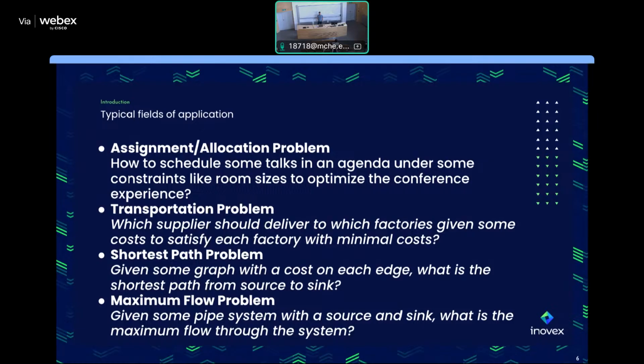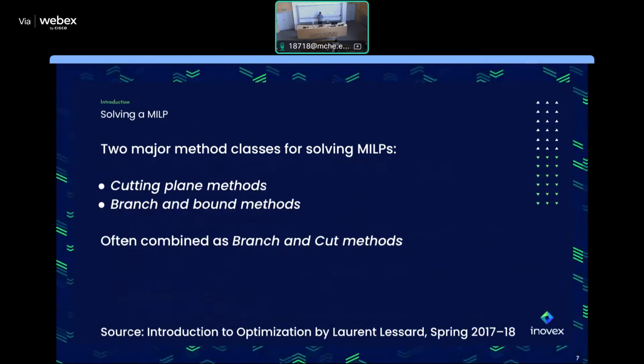Also transportation problems: you have factories and consumers, and you need to decide which factory delivers to which consumer and so on. You also have the shortest path problem as a classical problem, where you have a graph with costs on each edge, and you need to decide which path you're going to take. And also the maximum flow problem: imagine an electricity network, and you're asking yourself how much power you can get from A to B using the whole network. All those can, in principle, be modeled to get the standard formulation we have just seen.